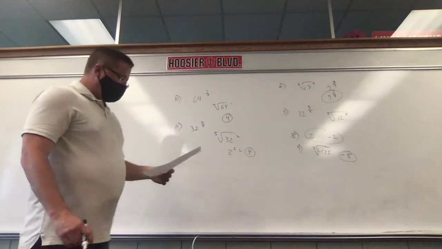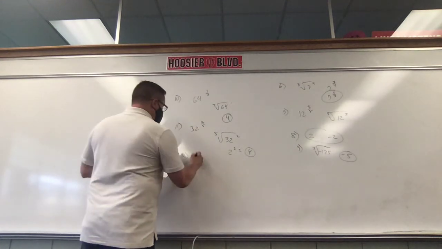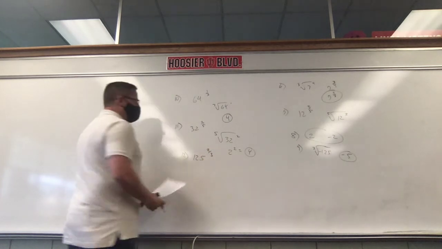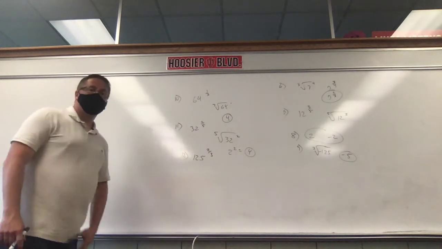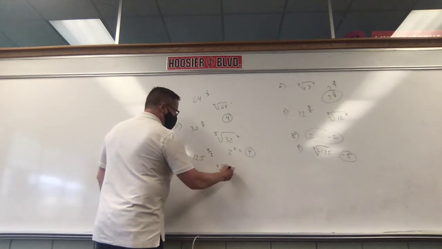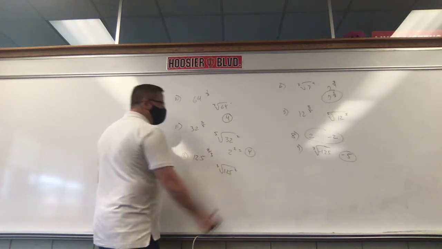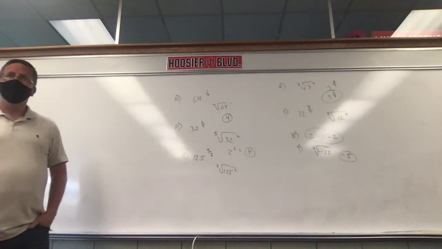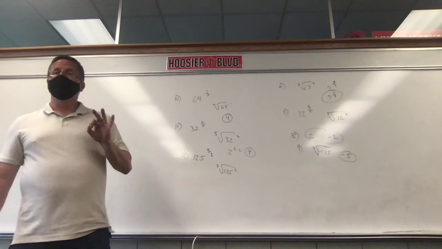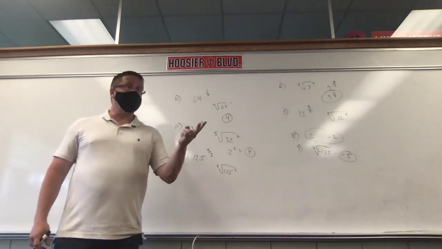Okay, this one right here, 125 to the 2/3. This is the same question we've just done 3 times in a row. So what do we do? Rewrite it. What do I write first? The cube root of 125. What's the cube root of 125? What do you times by itself? 5. Because 5 times 5 times 5.